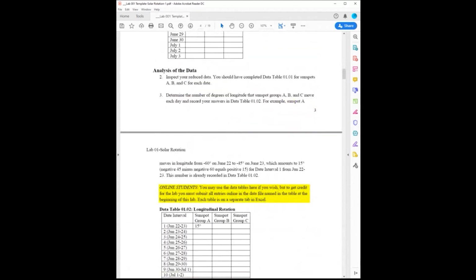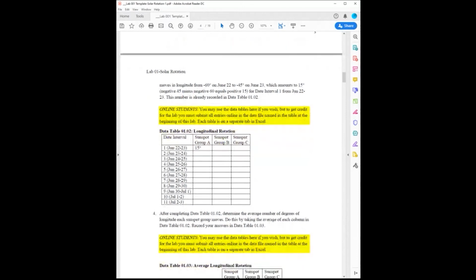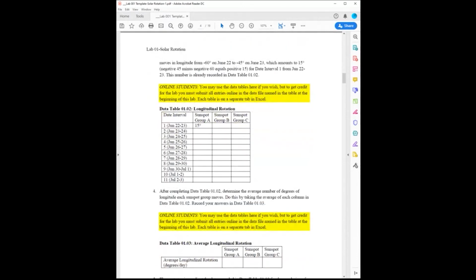It says inspect your reduced data. You should have completed data table 1, which is just kind of what I said. Step 3, determine the number of degrees of longitude that sunspot groups A, B, and C move each day, and record your answers in data table 1.02. So that's this next data table down here, data table 1.02.